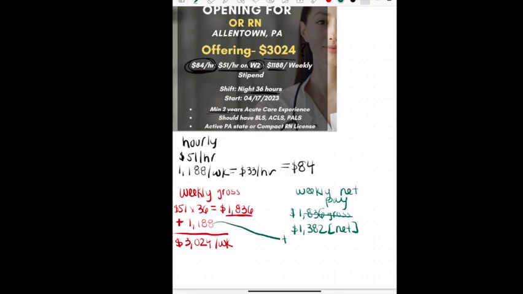Then we add in the stipend here, which is 1,188. And that gives us a total of $2,570 a week. So you can see, again, let's see what the difference is. That's a difference of $454 from your weekly gross compared to the weekly net pay. And then if you want to do it on how much we'll be making per month, times 4, that's $10,280 a month.